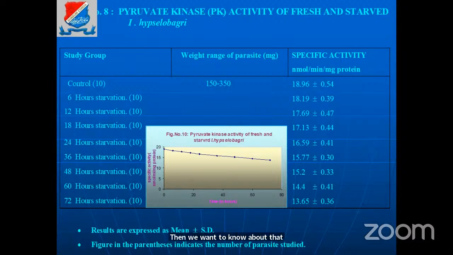Pyruvate kinase is the main turning point enzyme, which breaks down phosphoenolpyruvate to pyruvate. So the pyruvate kinase enzyme is also degrading or reducing according to the time intervals. That means during the starvation period, pyruvate kinase is also decreasing, showing a decreasing trend in this parasite from the fresh parasite to the starved condition. So pyruvate kinase activity is also much higher in the case of the parasite.